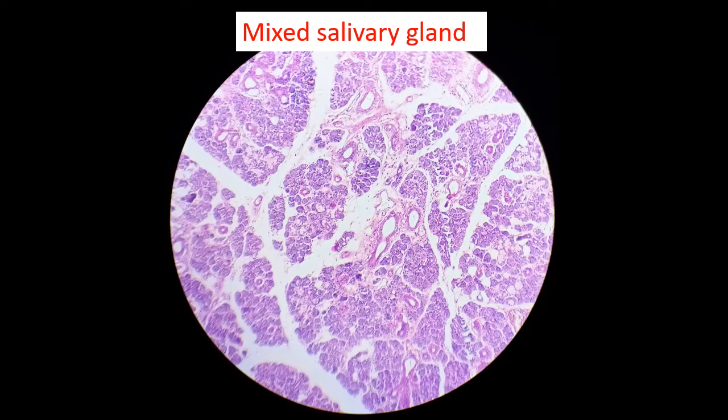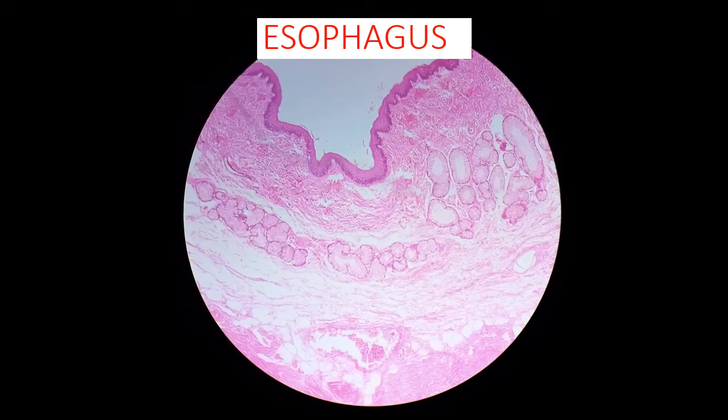So that is about mixed salivary gland. Then we are moving to the first part of the GIT after pharynx, that is the esophagus. So how to identify the esophagus is, we can identify some crypts. So esophageal crypts we can identify, and it is lined by stratified squamous non-keratinized epithelia.